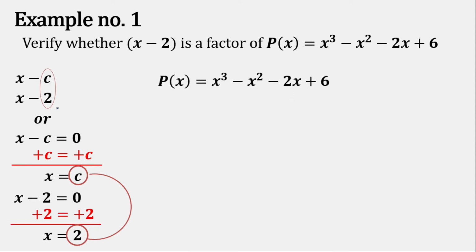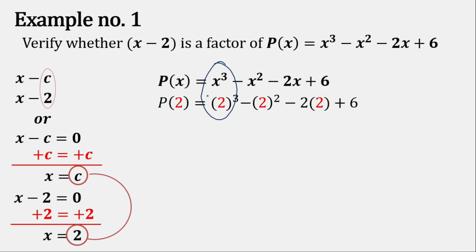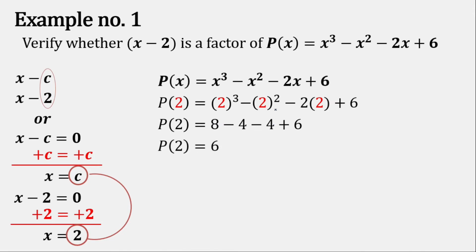So now let's substitute 2 to the value of x. So in this case, we have this. So this will become, and this one. So if we go to evaluate it, 2 raised to 3 is 8. 2 raised to 2 is 4, minus 4. Then 2 times 2 is negative 4, plus 6. So if we evaluate that, P of 2 is equal to 6.